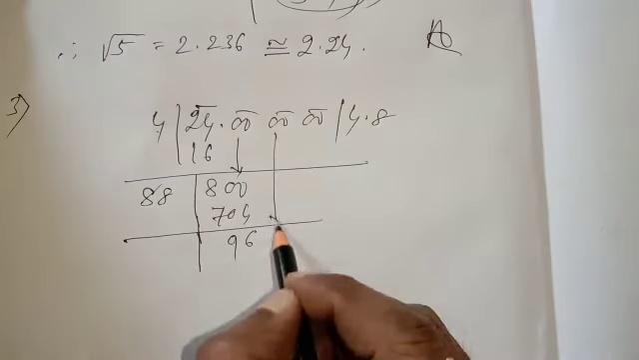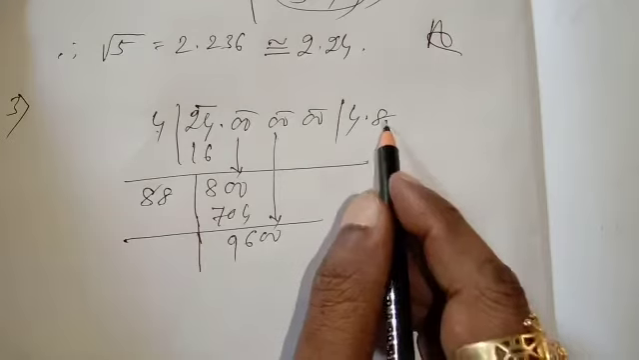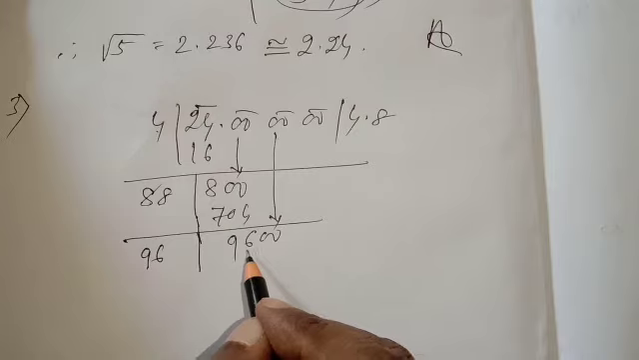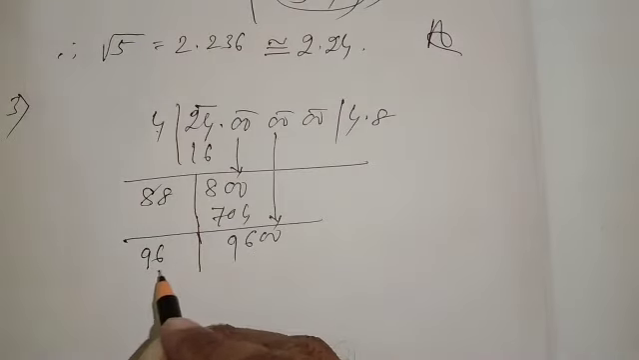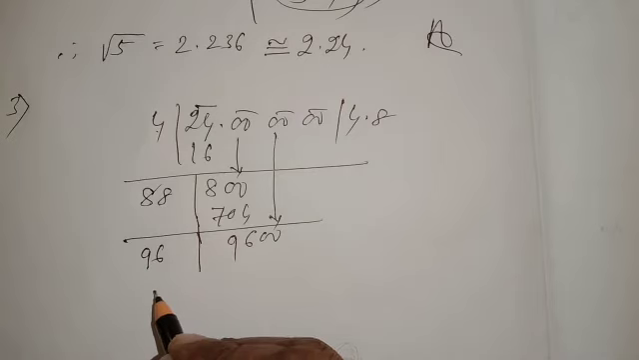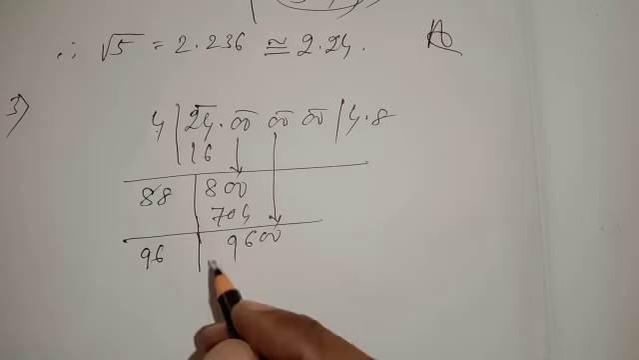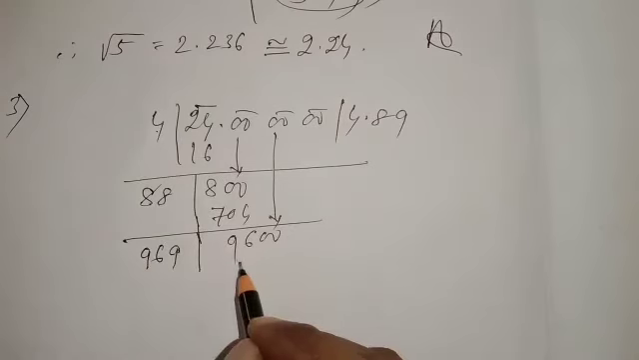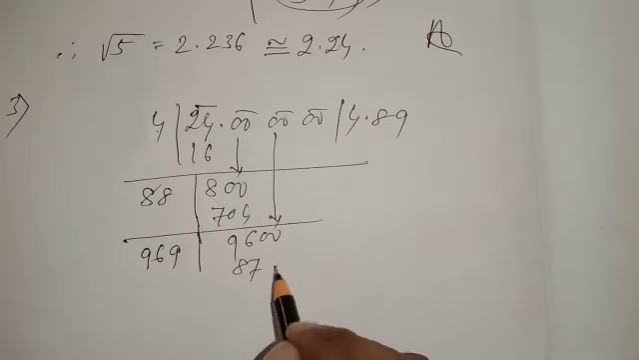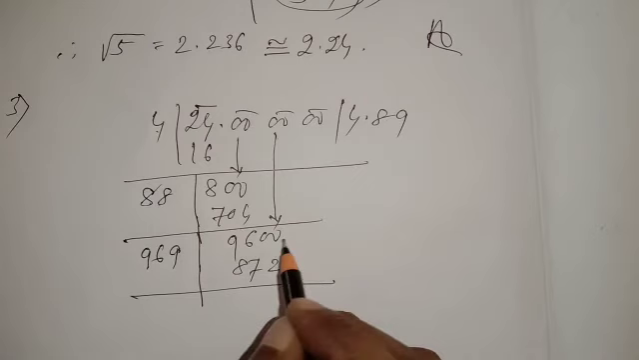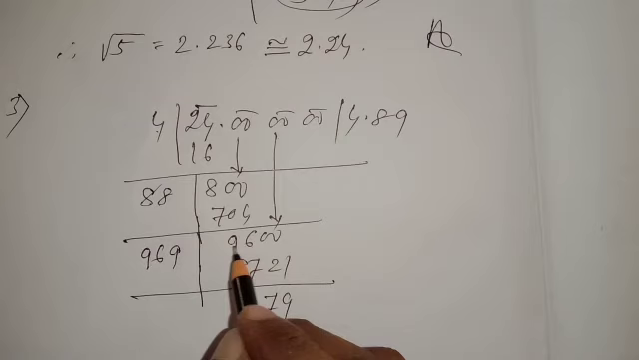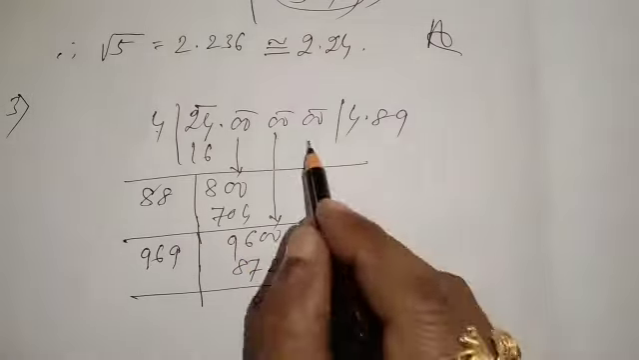Another pair will come down, 0 0. 88 plus 8, that is 96. Next you have to check. This is coming 9600, here 96. How much you have to put? Just check. If I put 9 here, that means 969. 9 put here into 9, it is coming 8721. Now subtract: 10 minus 1, 9. 9 minus 2, 7. Here 5 left. 15 minus 7, that is 8. Another pair will come down.